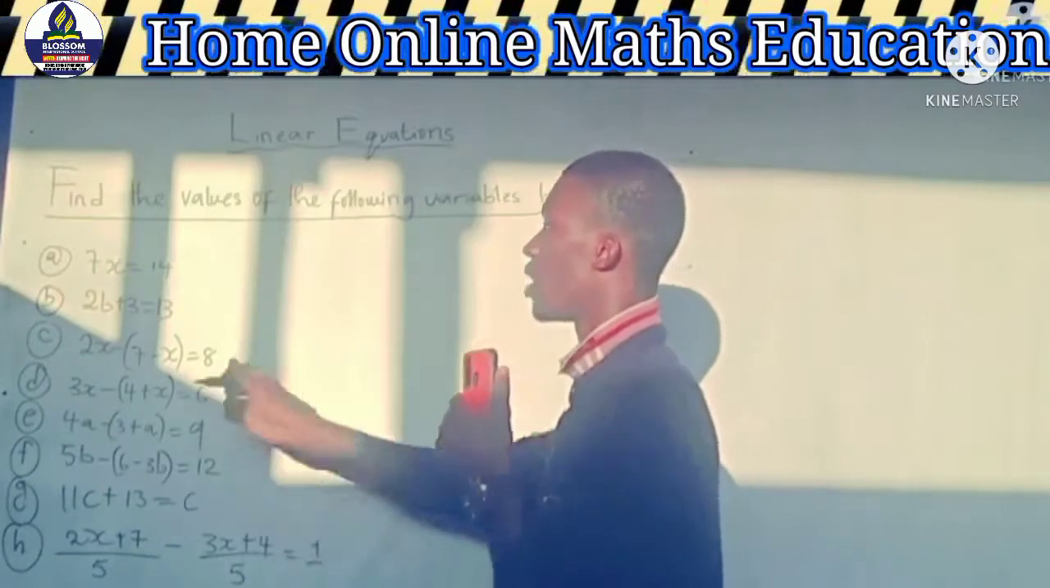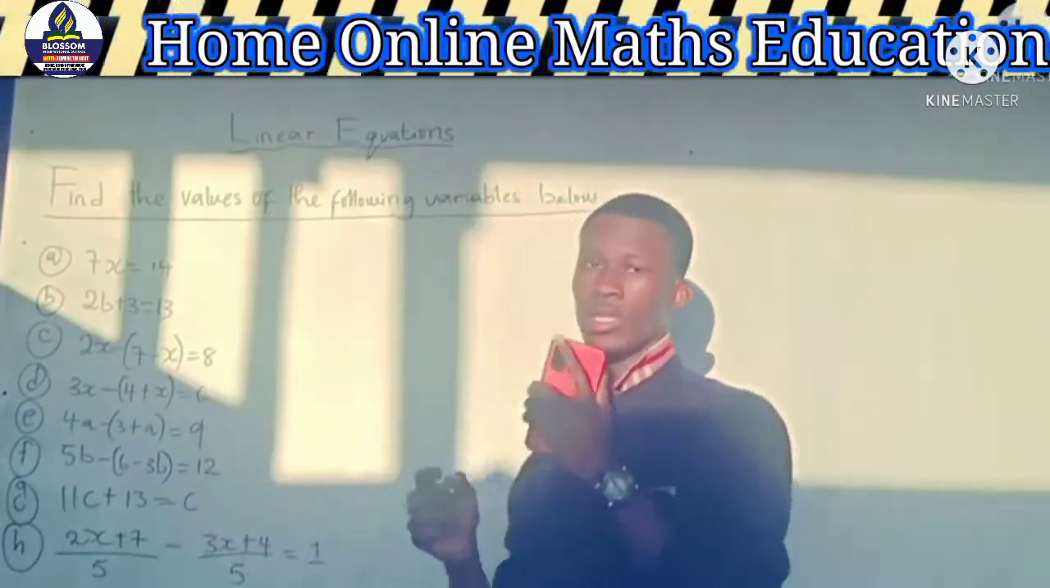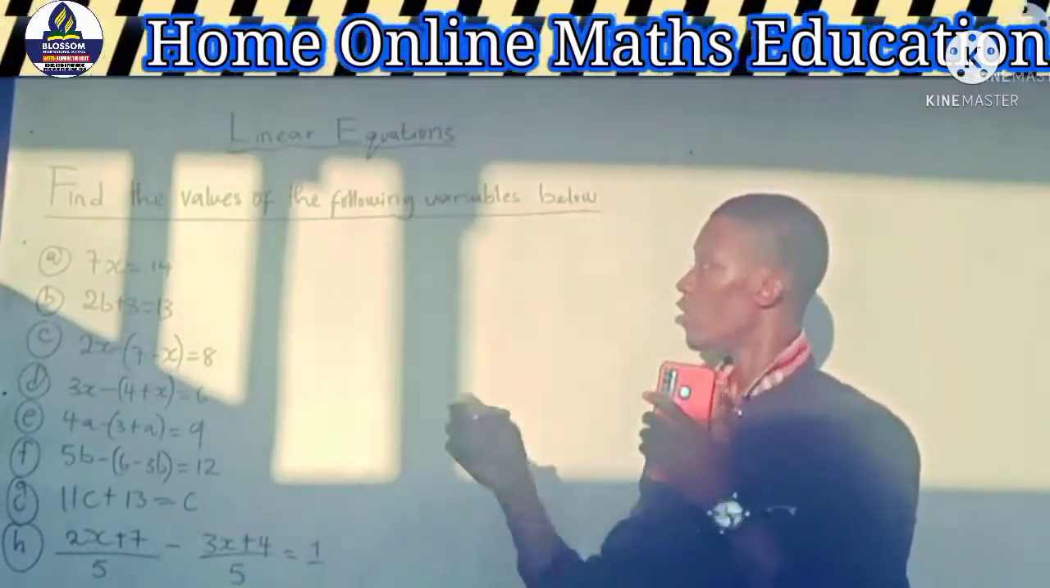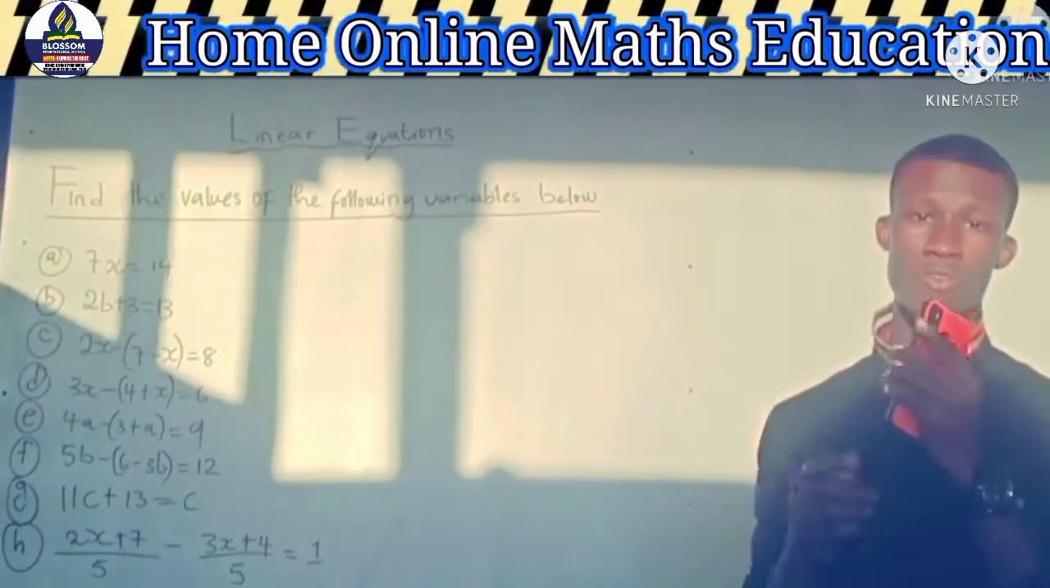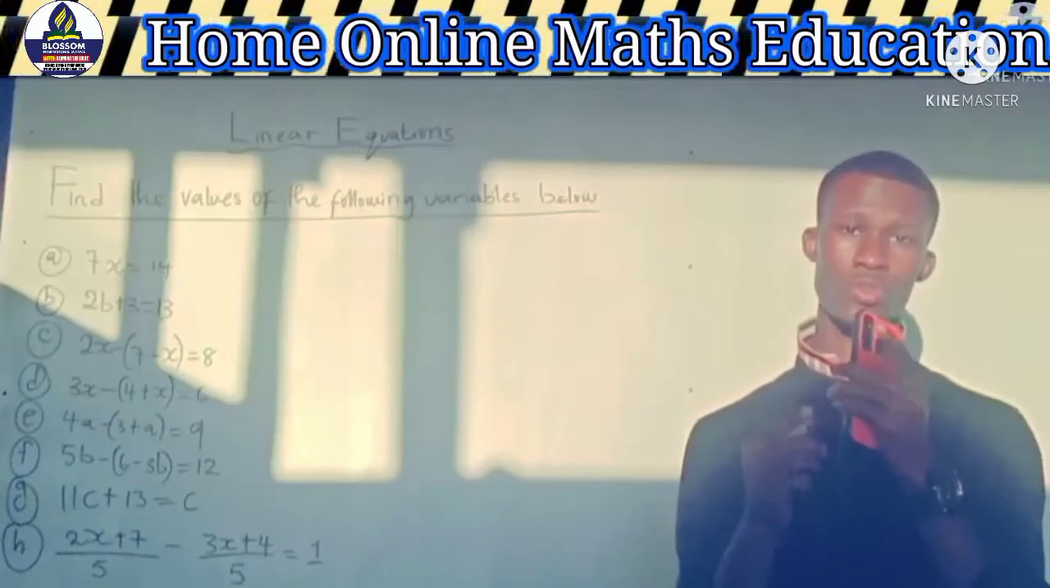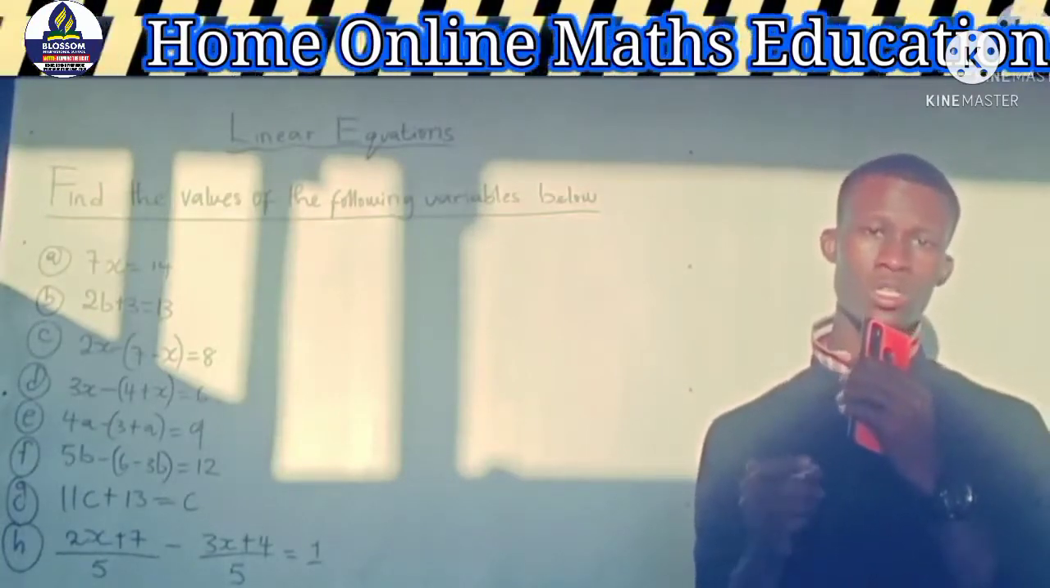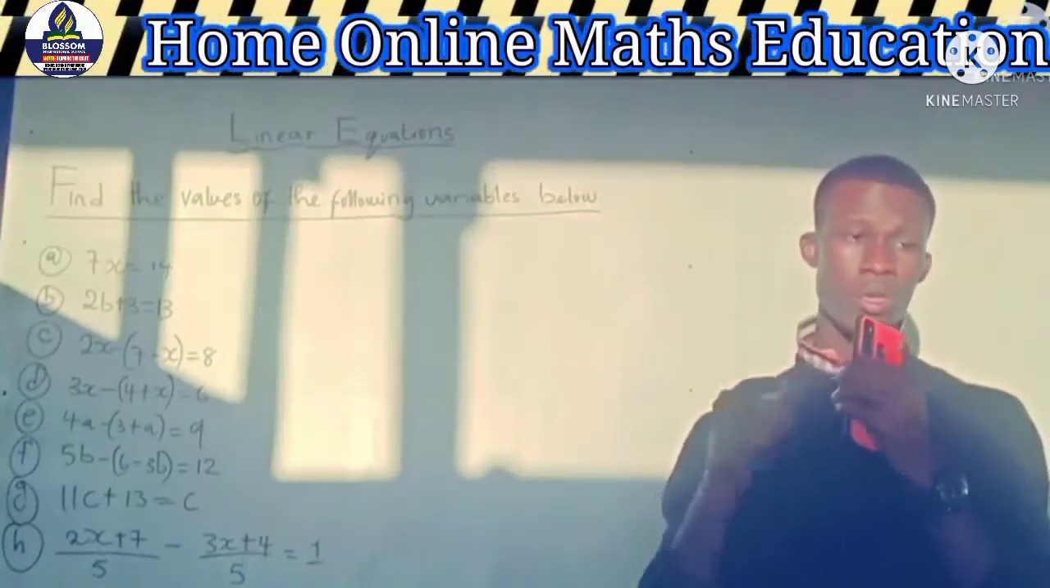Now, like you can see over here, we have 7x equals 14. Here is the thing you must understand. Over here, we're told to find all the variables. For most of you who are very new to linear equations, I guess this video will be very helpful to you. This is what you need to understand about variables.